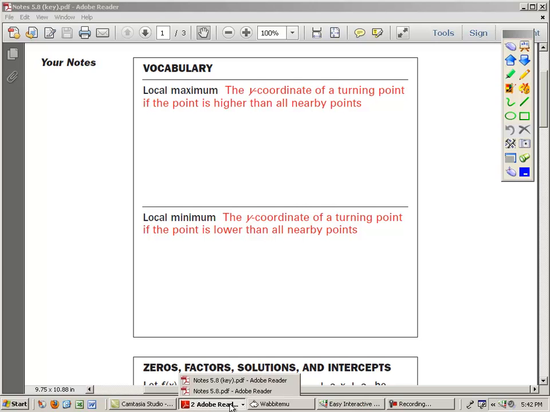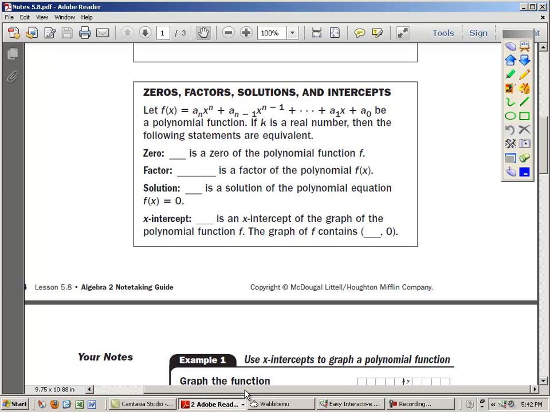And so let's take a look at some specific information on some of these solutions. All right, so zeros, factors, solutions, and intercepts. It says let f of x be some polynomial function such that it has n terms. If k is a real number, then the following statements are equivalent. First of all, k is a zero. So if k is some solution to that, where it's some real number, k is a zero of the polynomial function.